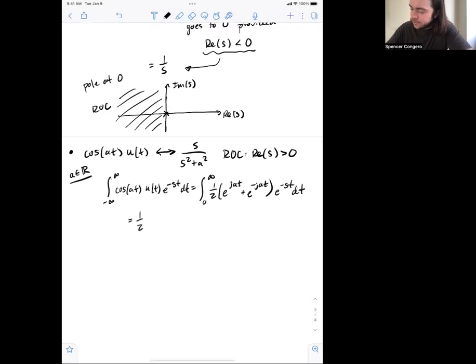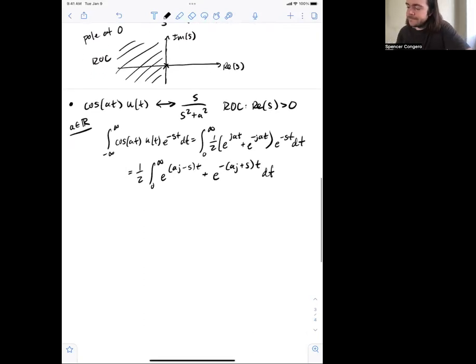So then I'll bring the 1/2 outside, and I have this integral, which is e to the what? Well, I have an aj minus s times t for that first term, plus e to the negative aj plus s times t. Okay, so we'll do these integrals. So we get 1/2 times all of this stuff.